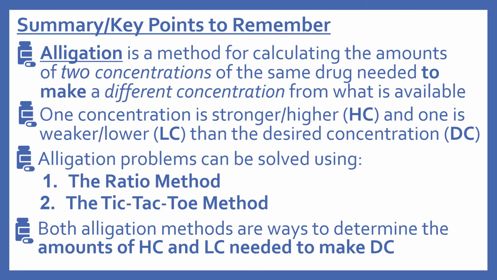And alligation problems can be solved using the ratio method or the tic-tac-toe method. Use the one that makes the most sense for you. And both alligation methods are ways to determine the amounts of the high concentration and low concentration needed to make the desired concentration.